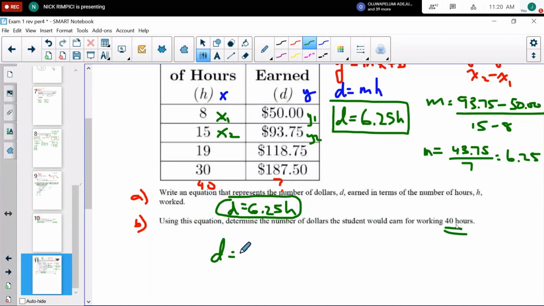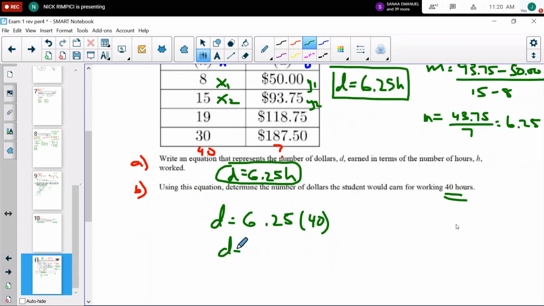So in this case, D is 6.25 times 40. So I have to do 6.25 times 40, and I have 250 for that. So the amount of money he's going to make if he works 40 hours is 250 bucks. Okay? And that seems to make sense. After 30 hours, he's making 187.50. So 40 hours, 250. That seems about right. And that's basically it for this example.